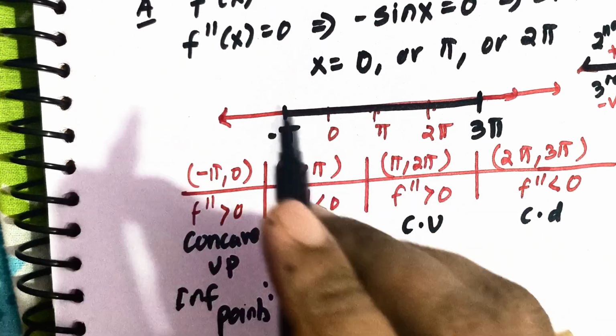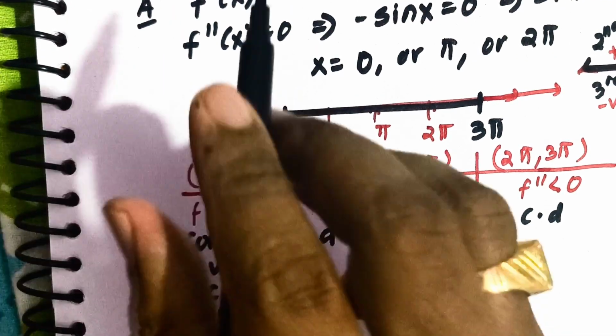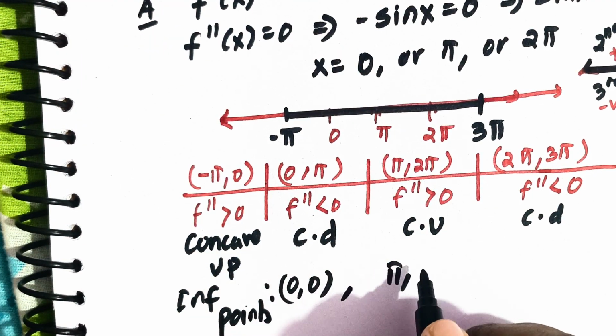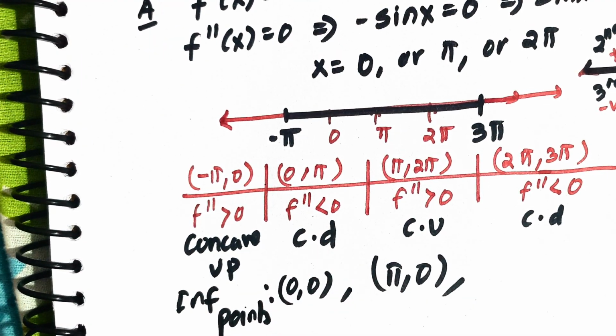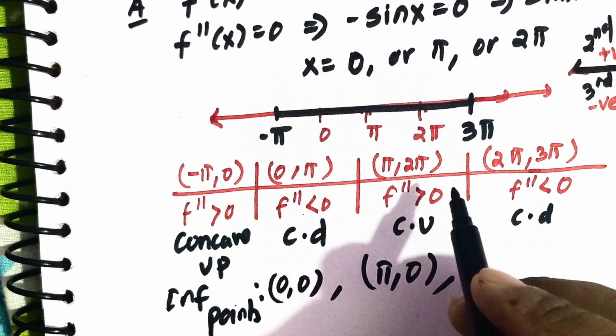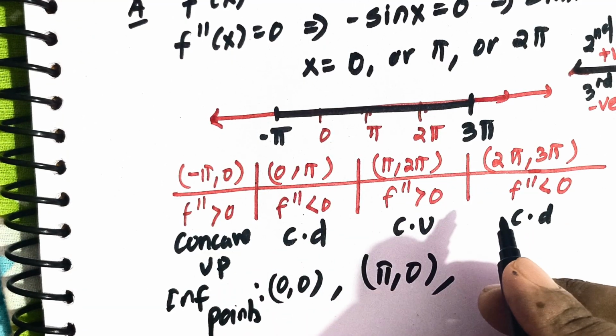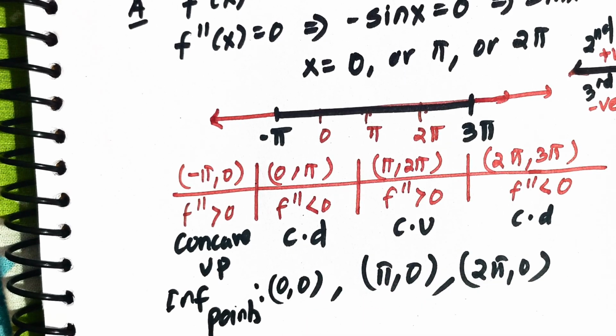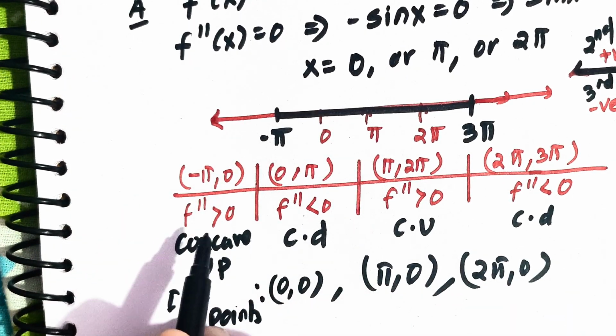Then at pi we have f(x) = sin x. Sin of pi is 0, so (pi, 0) is also an inflection point. At 2 pi the functional value is also 0, so at (2 pi, 0) we have another inflection point. So these three are inflection points, and which intervals are concave up?